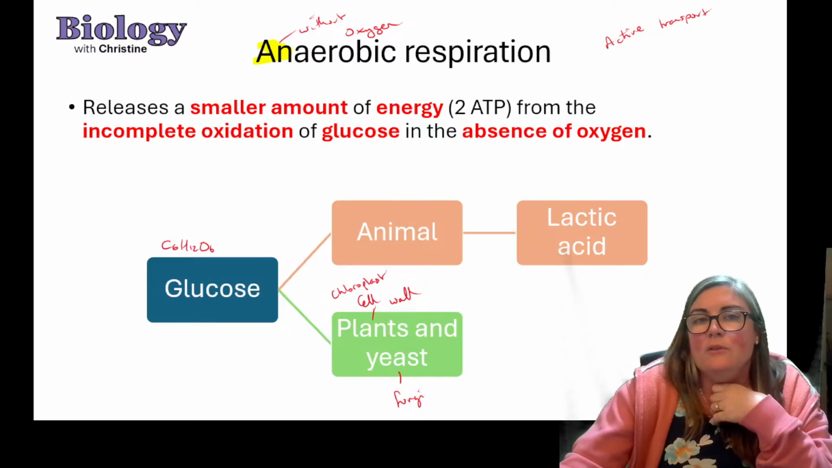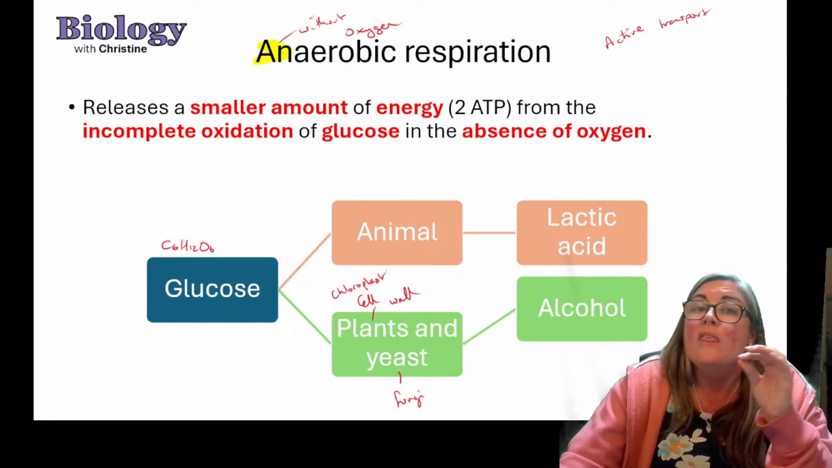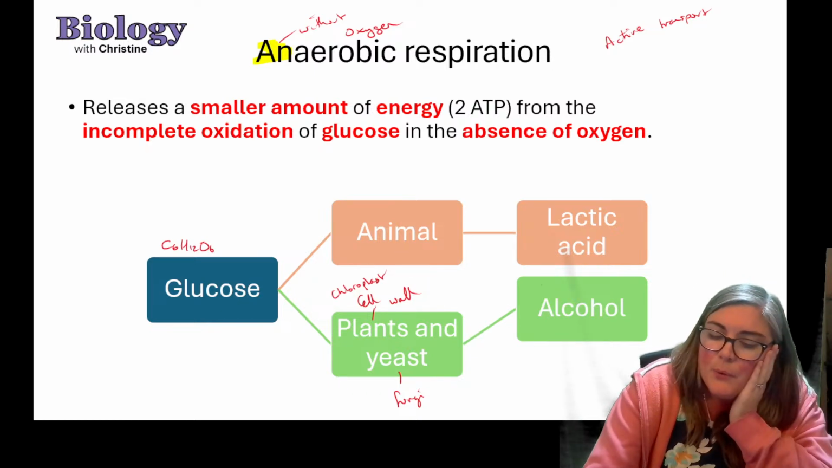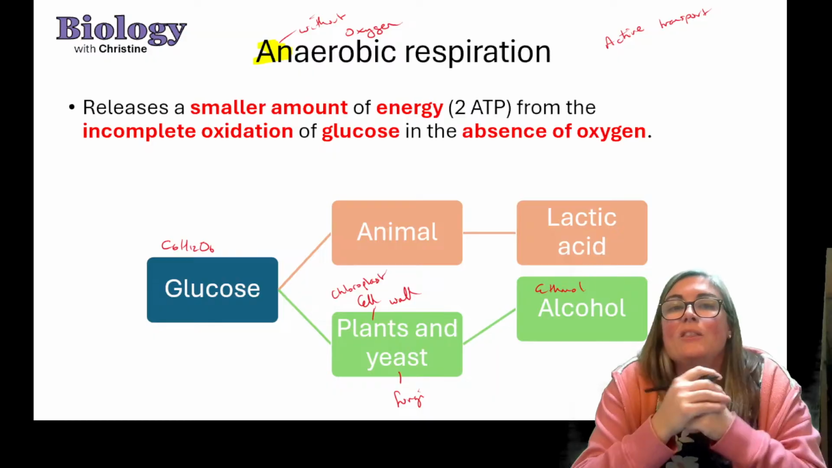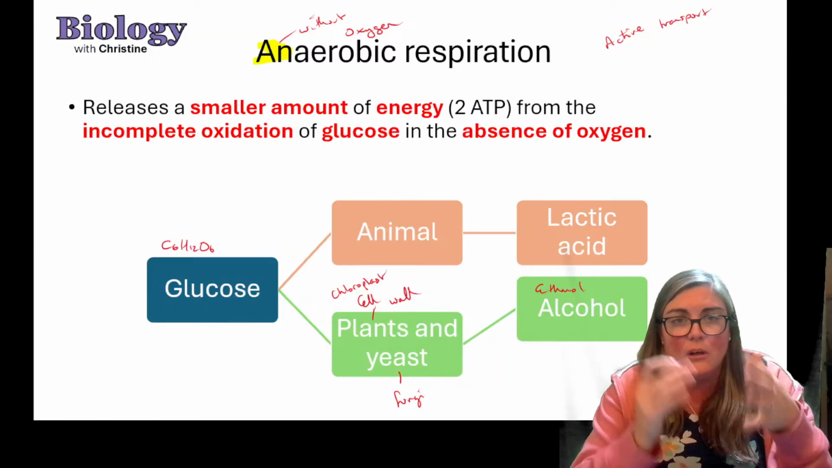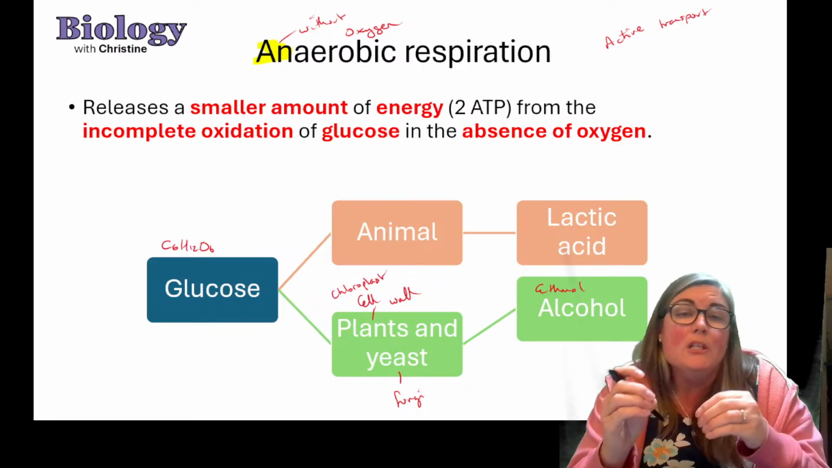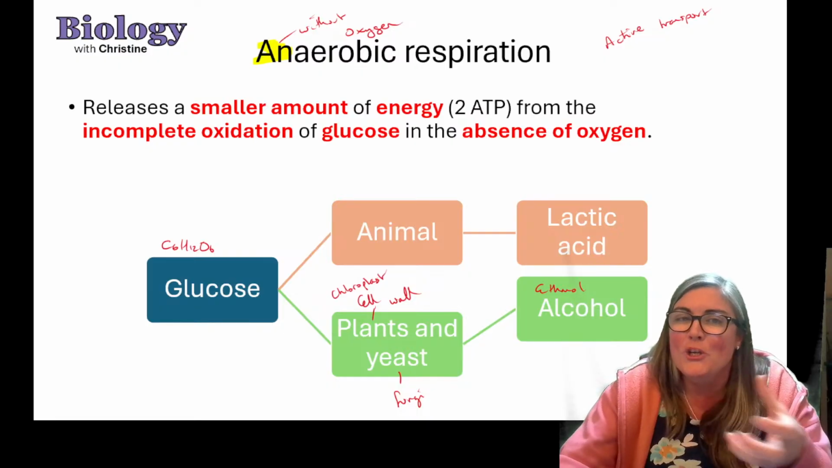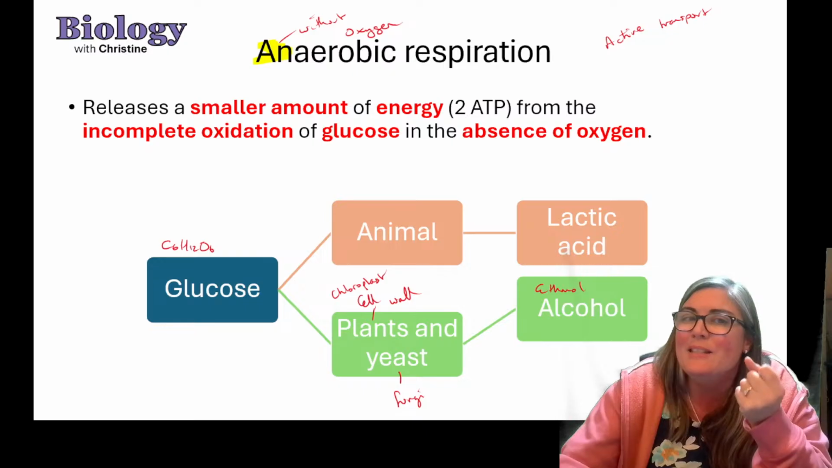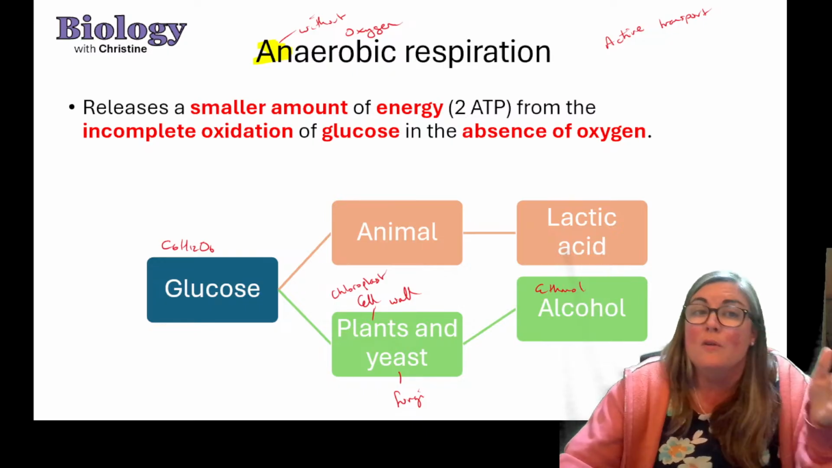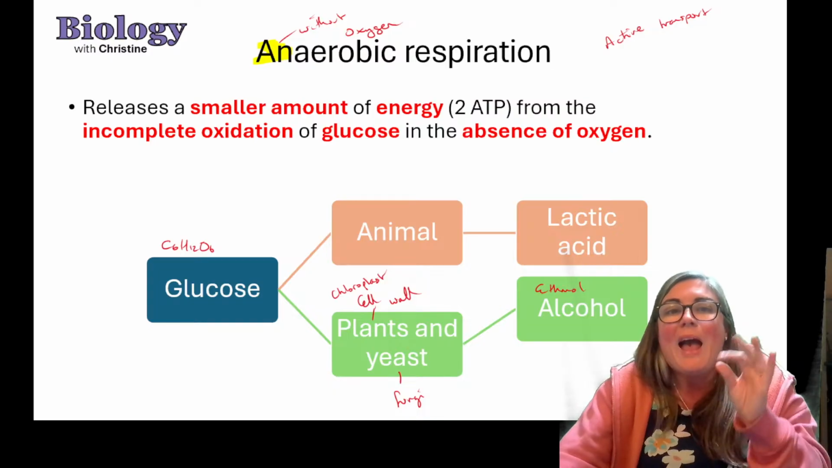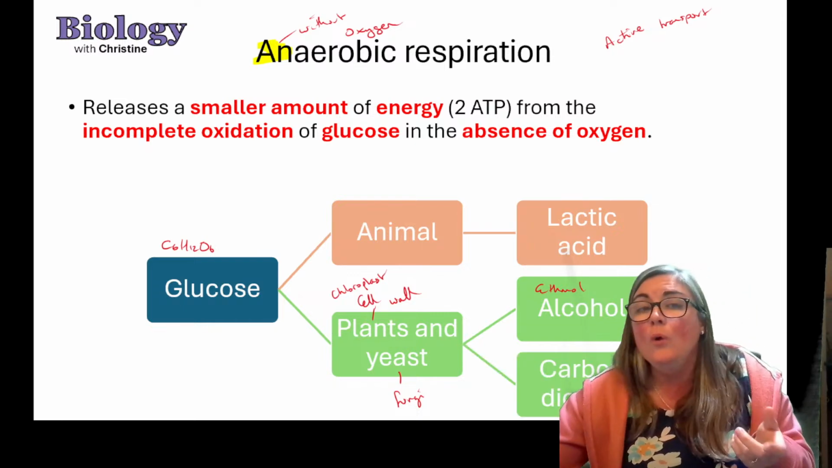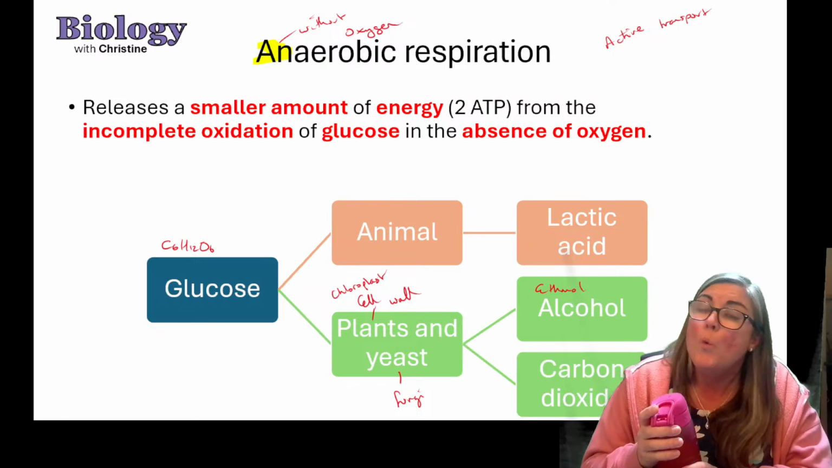So what do the plants and yeast cells do? Well, when they anaerobically respire, they will produce alcohol. The alcohol they produce is ethanol, and that ethanol can be used if we as humans want to utilize that material. But for the plants and the yeast, they are producing the alcohol as a waste product from anaerobic respiration. Plants and yeast also produce carbon dioxide, whereas we don't.